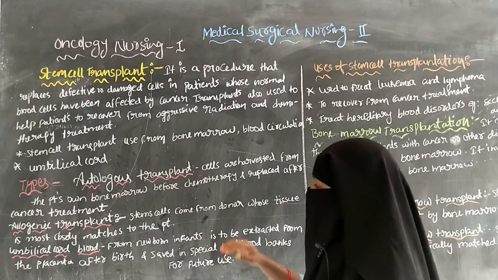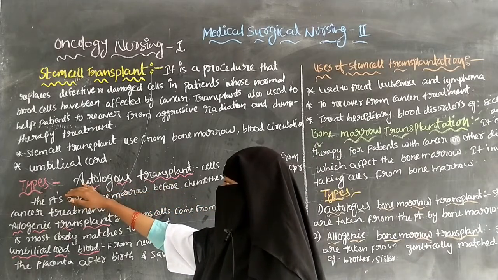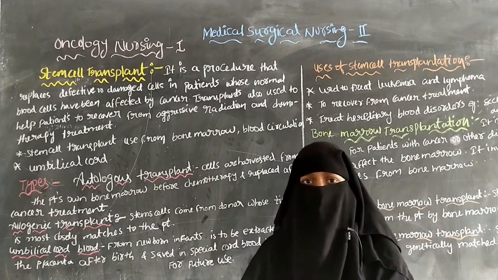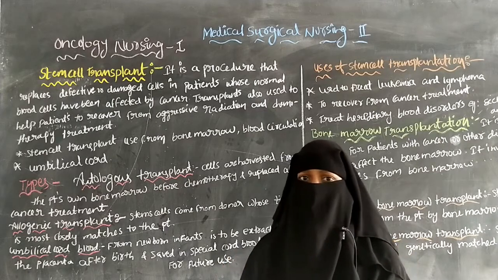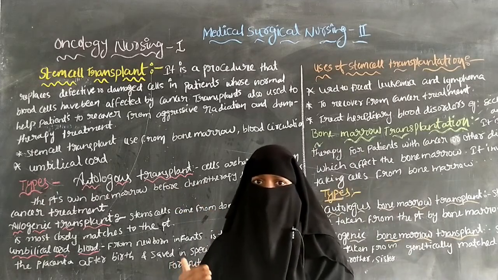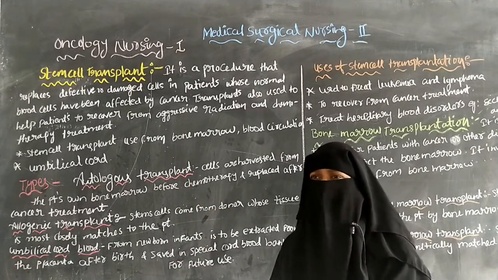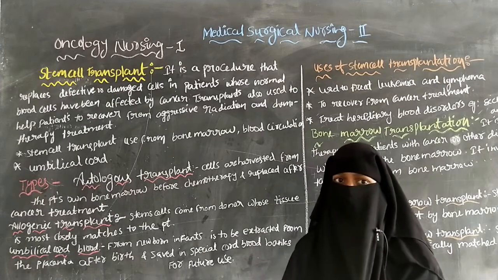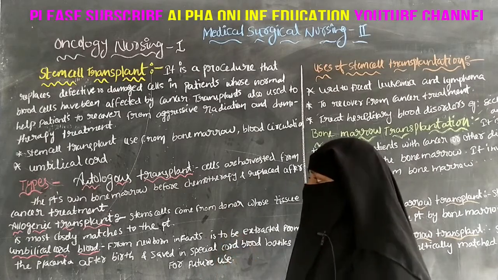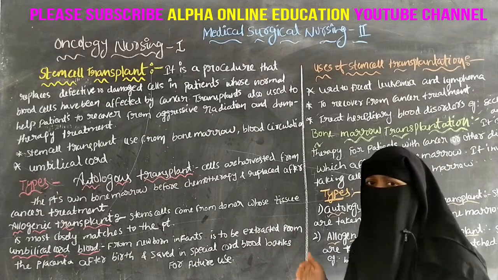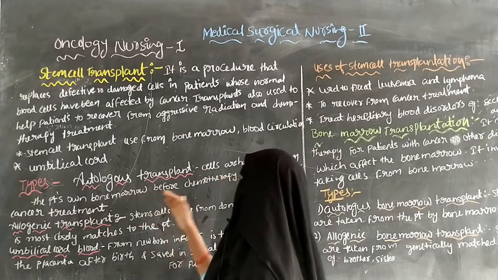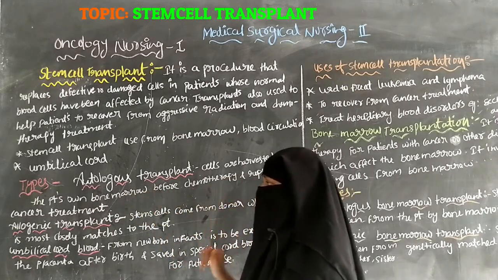Auto means self. So in the name itself, auto means self. Autologous transplantation means the cells are collected from the patient's own bone marrow, which are healthy. Stem cells can be removed from the patient's own bone marrow before the chemotherapy. Because of the high dose of chemotherapy and radiation therapy, it can damage the healthy cells. So because of this, before the chemotherapy itself we can remove the stem cells from the patient's own bone marrow and replace them after the cancer treatment.